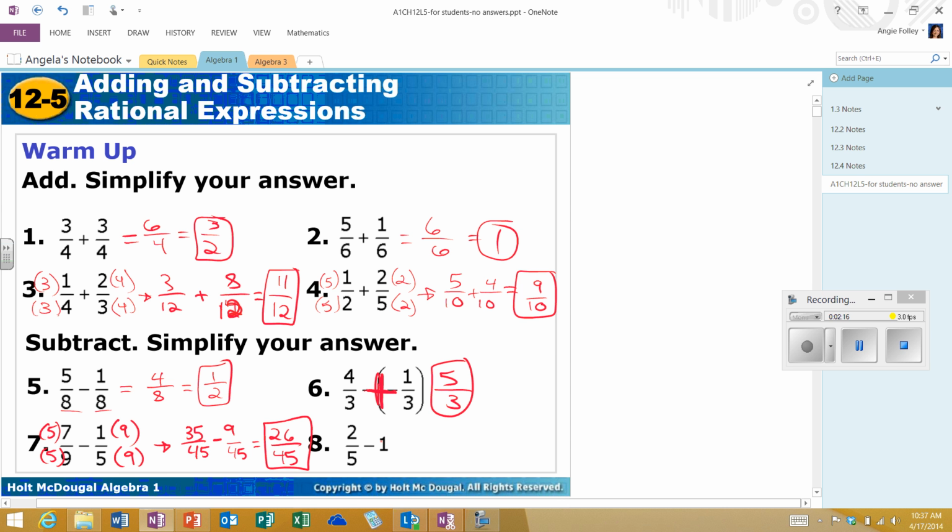Okay, there's no common denominator here, and yeah, I can put 1 over 1, but I still need a common denominator. Well, it's easy with ones because the common denominator is whatever the other one is. And if it's a whole, that means I need to have a 5 over a 5. So 2 over 5 minus 5 over 5. 2 minus 5 equals negative 3 over 5.